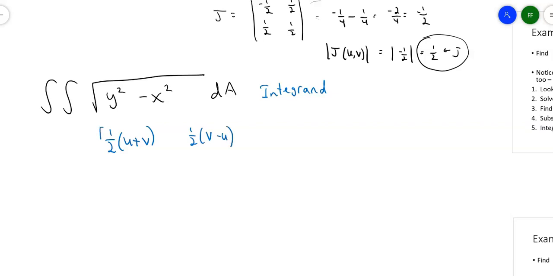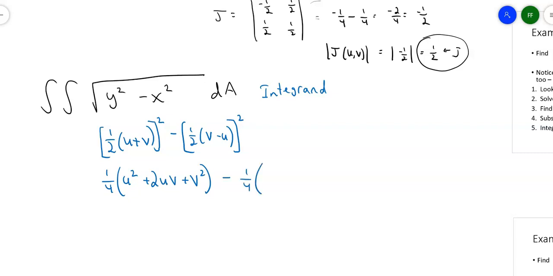And then we've got to square them, right? So that's my y squared minus x squared. Let's expand this and simplify it. Half squared is a quarter, so I get a quarter. Now, when you expand u plus v, you're going to end up with u squared plus 2uv plus v squared, minus, again, a quarter. Now you're going to get v squared minus 2uv plus u squared.